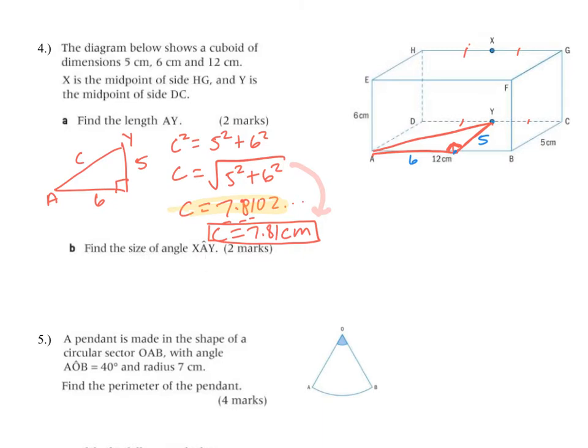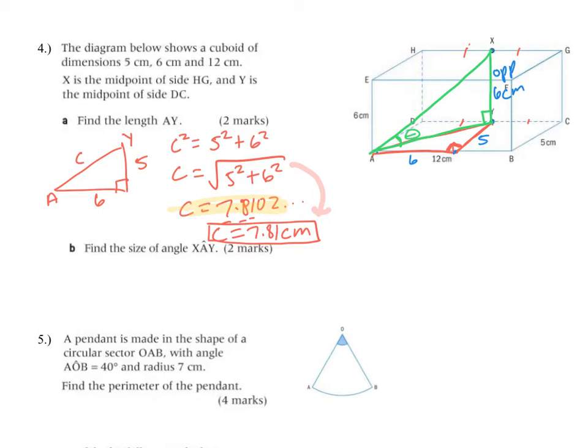So XAY, let me get a different color here. We would go from here, X, A, Y. So let me drop a perpendicular from X to Y to create another triangle, and we're going to find this angle right here. I'm going to call it theta. That's a Greek letter that's often used as a variable for missing angles. So with respect to theta, we're going to use the opposite side, which measures 6 centimeters. And we're going to use the adjacent side, which is this side, which we found in the last problem.